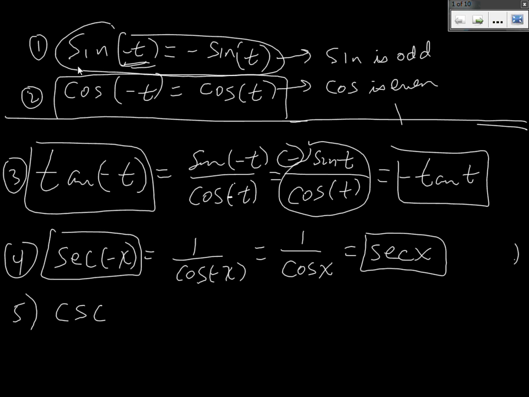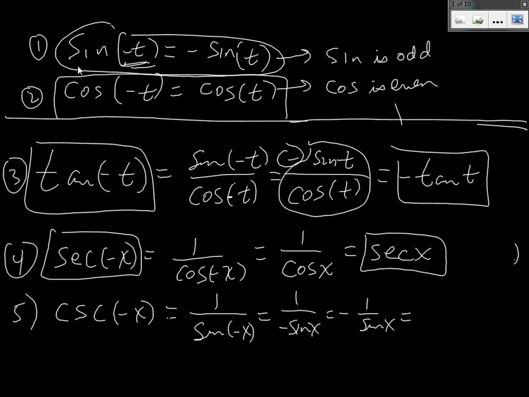The cosecant of negative x. Well, by definition, that's 1 over the sine of negative x, which is 1 over negative the sine of x, which is negative 1 over sine x. There's a negative, and 1 over sine x is cosecant x. Ooh, that's an odd function.